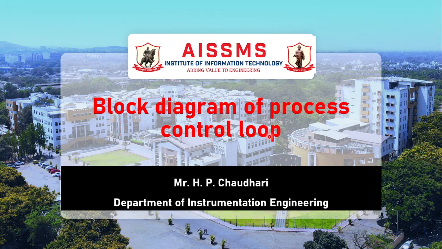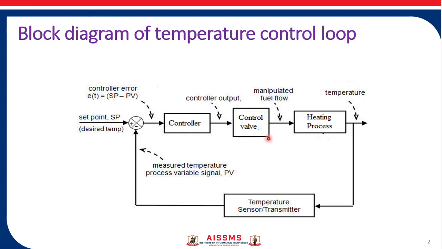Dear friends, in this video, we are going to learn the block diagram of process control loop. So this is the block diagram of process control loop. But here we will discuss the temperature control loop. What are the essential blocks of the process control loop? The essential blocks are the process, sensor, controller, and final control element. These are the essential blocks of any process control loop.